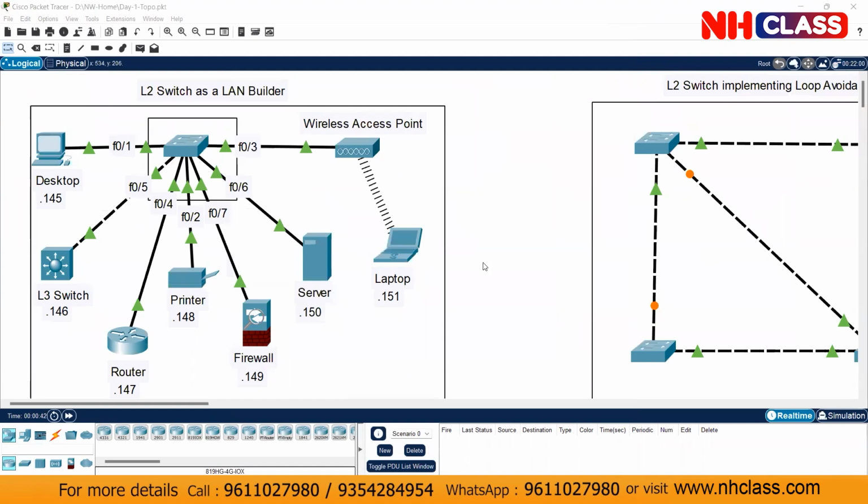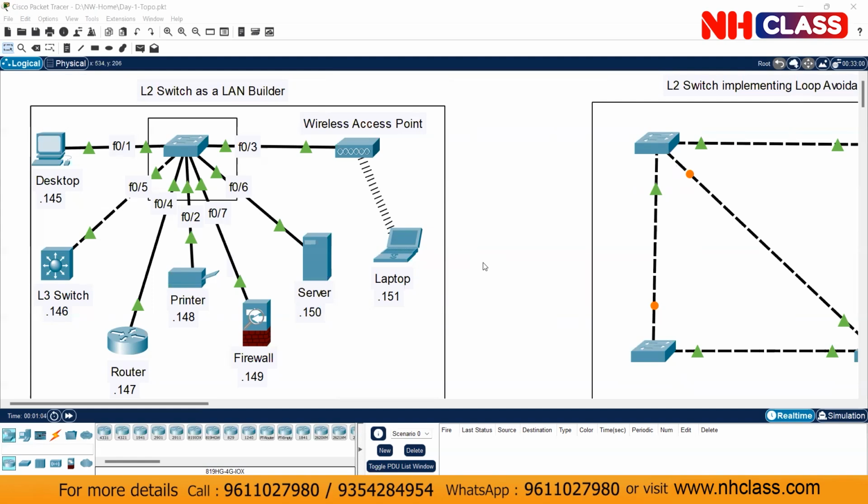So what you can see here is a switch acting as a LAN builder. Typical L2 switch. Can you see various products connected? From the desktop to the L3 switch to routers, printers, firewall, servers, wireless laptops via access point. A lot of products are being connected. So we call this a LAN. Also, we refer to this as the access layer of your architecture.